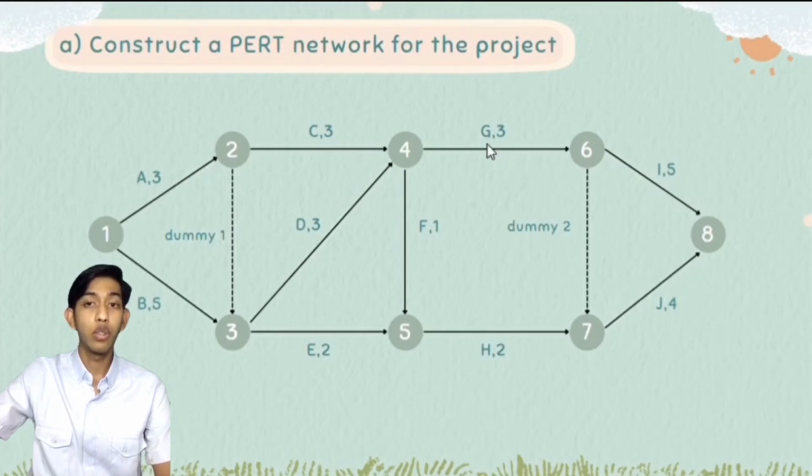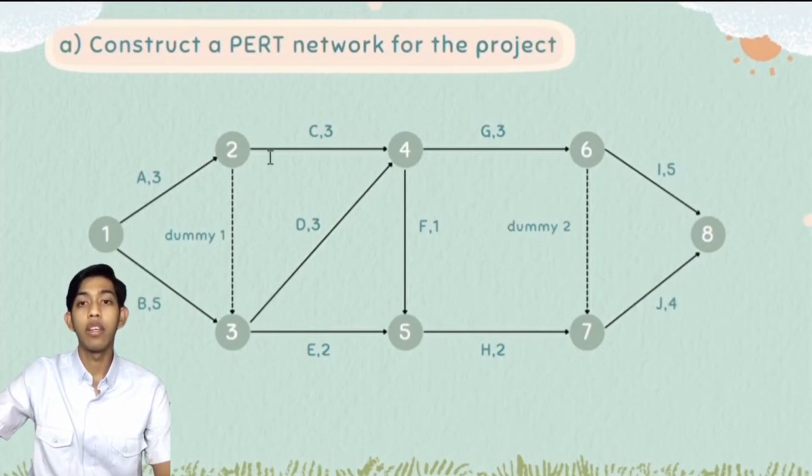There's no possible way from G to J, so it will become dummy 2. G to J will become dummy 2. And then for H, we draw a straight line from node number 7 to node number 8. This line will be activity J, 4 weeks. Previously we drew this line, and it also ends at node number 8, so this line will become activity I, 5 weeks.